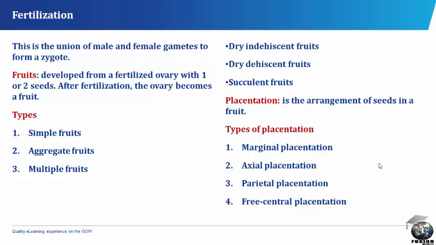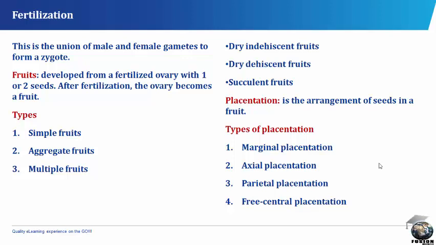Aggregate fruits are formed from a single flower with many free carpels. They could be called apocarpous, for example, the bryophyllum fruit. The multiple fruits are formed from several flowers which become fused after fertilization, for example, pineapple.